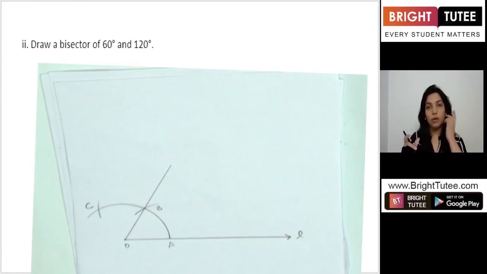Don't disturb the opening of the compass. Keeping the pointer at A, you make an arc at point B. Then you keep the pointer at B and make another arc. Let us name it C. Now you need to draw the angle bisector for this particular arc BC.